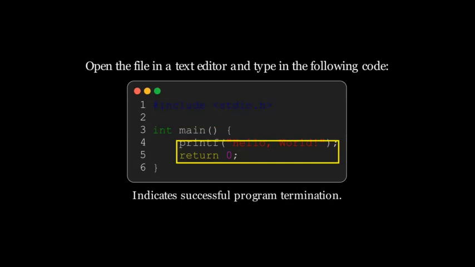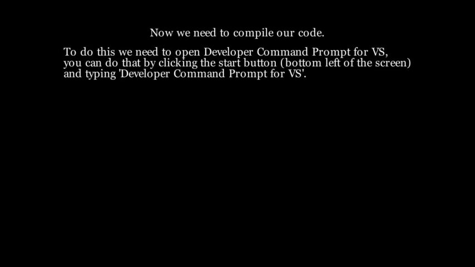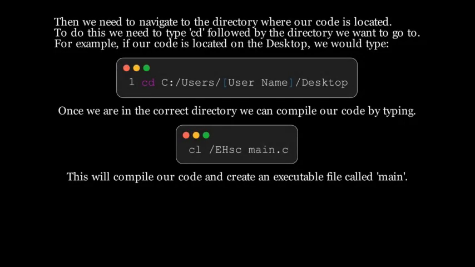Now, we need to compile our code. To do this, open the Developer Command Prompt for Visual Studio. You can find it by clicking the Start button and typing Developer Command Prompt for VS. Once the command prompt is open, navigate to the directory where your code is located. Use the cd command followed by the path to your directory.